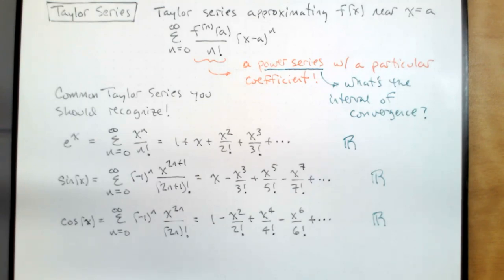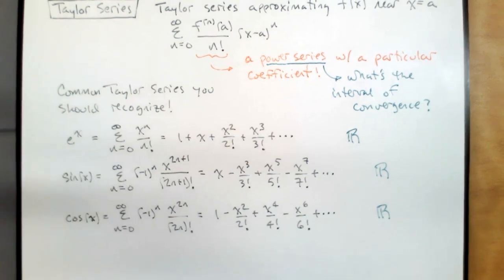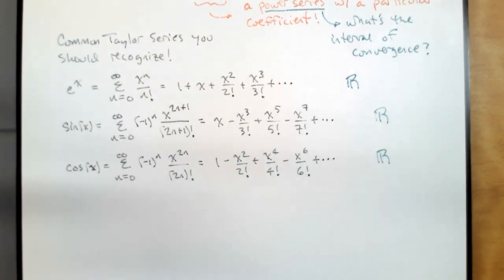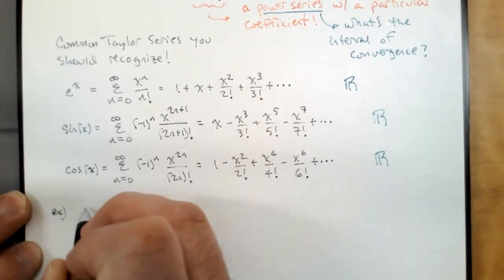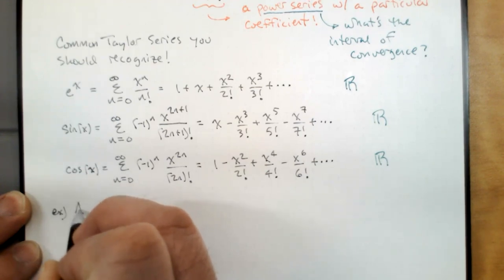Now we found these three Taylor series by taking derivatives, plugging in zero, and then plugging into Taylor's formula. But we want to avoid that whole take derivatives business. So if, for example, instead of cosine x, remember the brief here is avoid just taking derivatives.